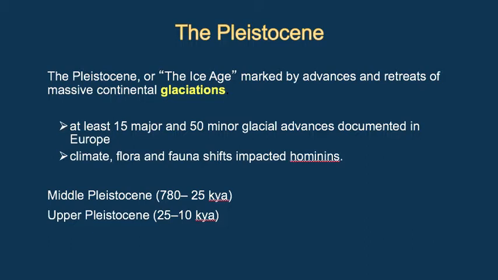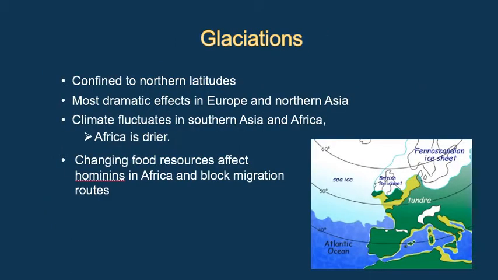The period that we're going to be talking about today is the Middle Pleistocene. As you can see here on the slide, that is defined as 780,000 years ago up until about 25,000 years ago. During these glacial events, the ice sheets themselves are confined to the northern latitudes, so far into northern Europe. You can see on the map there, this Scandinavian ice sheet covers most of what is today Scandinavia and part of Great Britain.